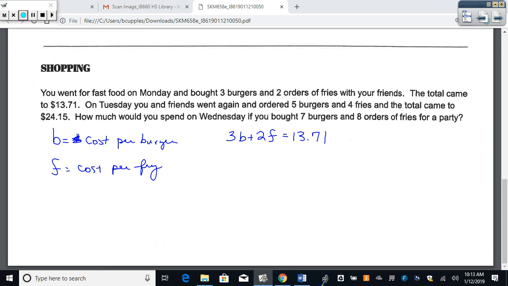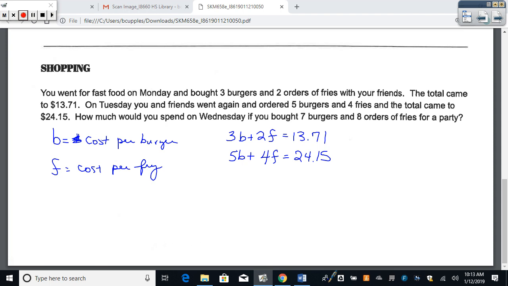I should pause and say this is the type of shopping that I enjoy. Burgers and fries. All right.